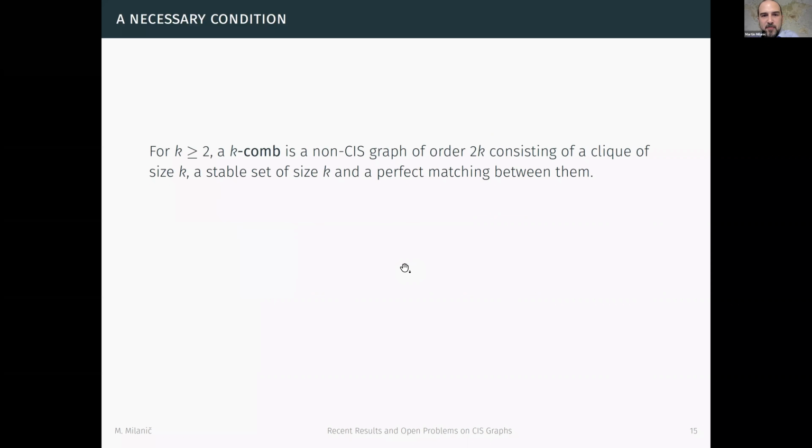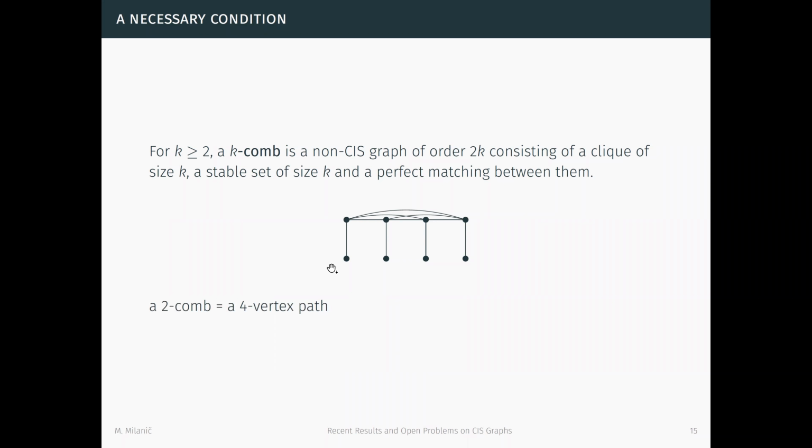Now, what are some necessary conditions for the graph to be CIS? Let's have a look at one simple condition which is necessary. To understand it, we will need to look at a family of graphs. We have a clique of size k, a stable set of the same size k, and a perfect matching between them. Such a graph is called a k-comb, where k is at least 2. So this would be a 4-comb. And if k is equal to 2, we just get a 4-vertex path.